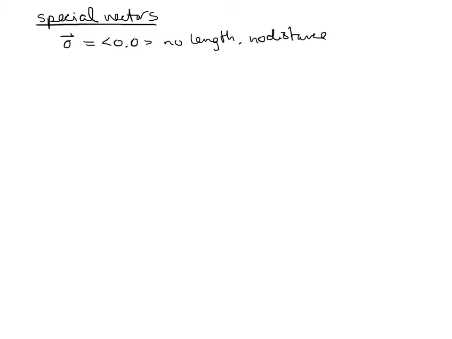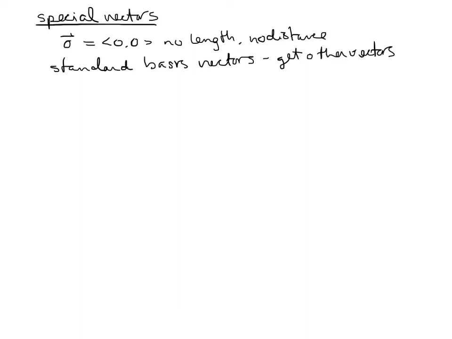There are a couple vectors that you can create other vectors from. So these are called the standard basis vectors. And you can get other vectors from them. So they are the i vector, which is the vector 1 in the x direction, 0 in the y direction, or the vector j, which is 0 in the x direction and 1 in the y direction.